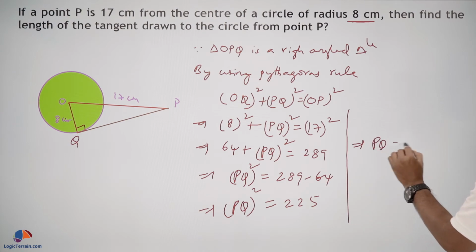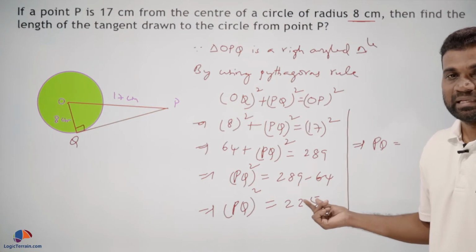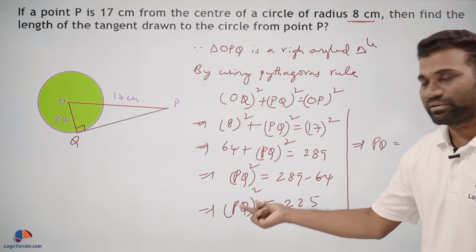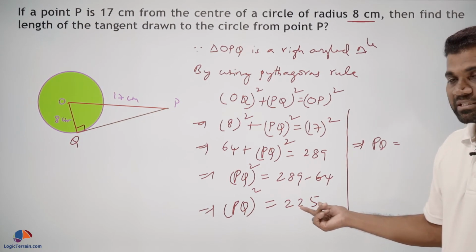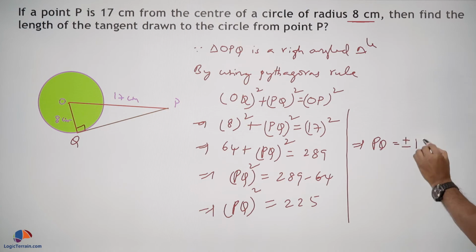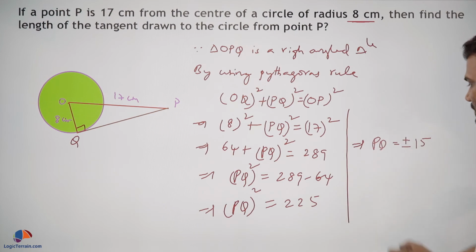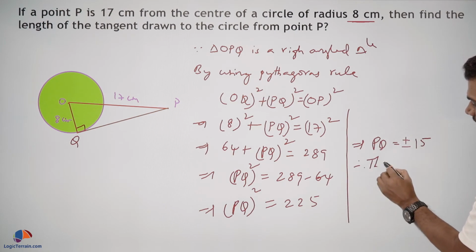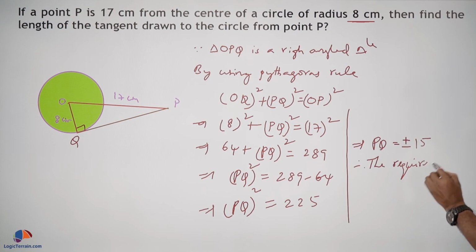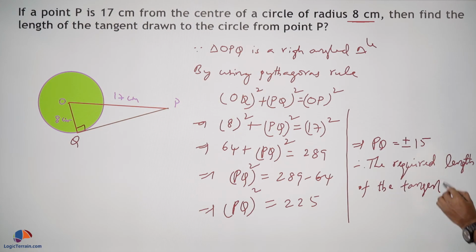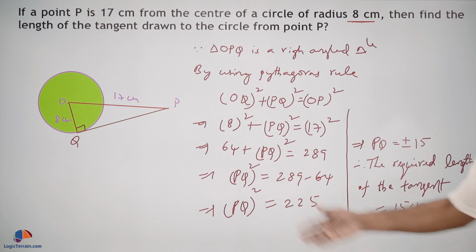Then PQ is equal to, if square comes to this side, it becomes square root. In other words, we apply square root on both the sides. Here square and square root get cancelled. So the square root of 225 becomes plus or minus 15. Here PQ is length. Length cannot be negative. Therefore, the required length of the tangent is equal to 15 centimeters. This is it.